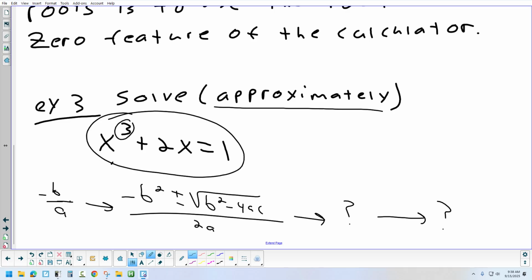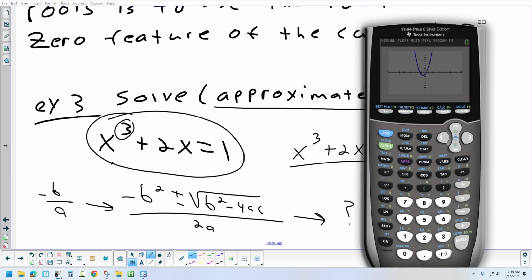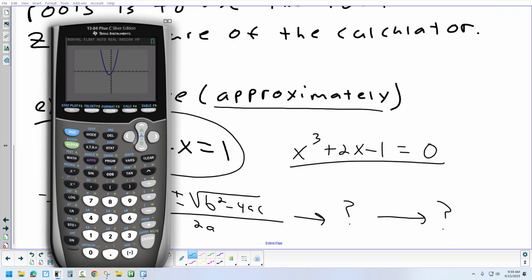Yeah, Raj? Subtract one of those sides. Yeah, why? What are you trying to do? Set the other side to 0. Yeah, let's get it equal to 0. So this is x cubed plus 2x minus 1 equals 0. That's what I'm going to plug in on the calculator. As long as we get it equal to 0, then we can use the zero feature on the calculator. If it's not equal to 0, you cannot do that. So we've got x cubed plus 2x minus 1.